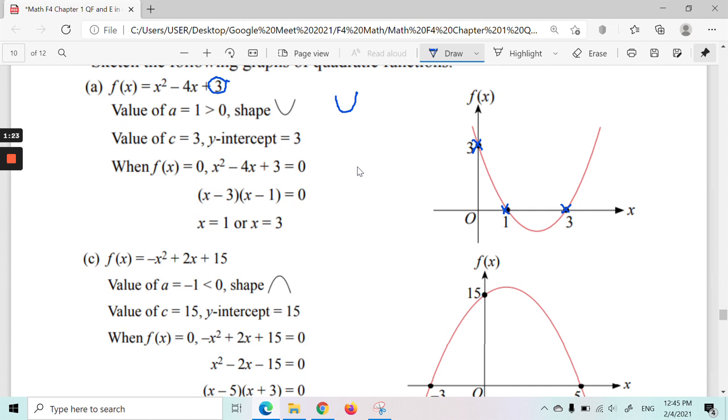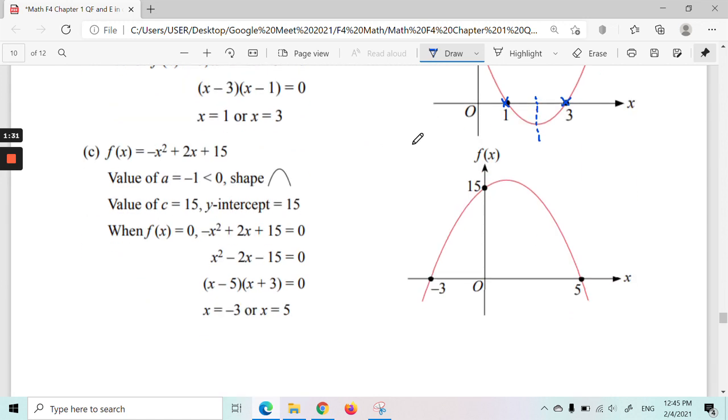And then you can start to draw the shape like this. These two are the roots, right? So the middle part will be the axis of symmetry. So left and right, draw like this. Okay, so this is how to sketch.